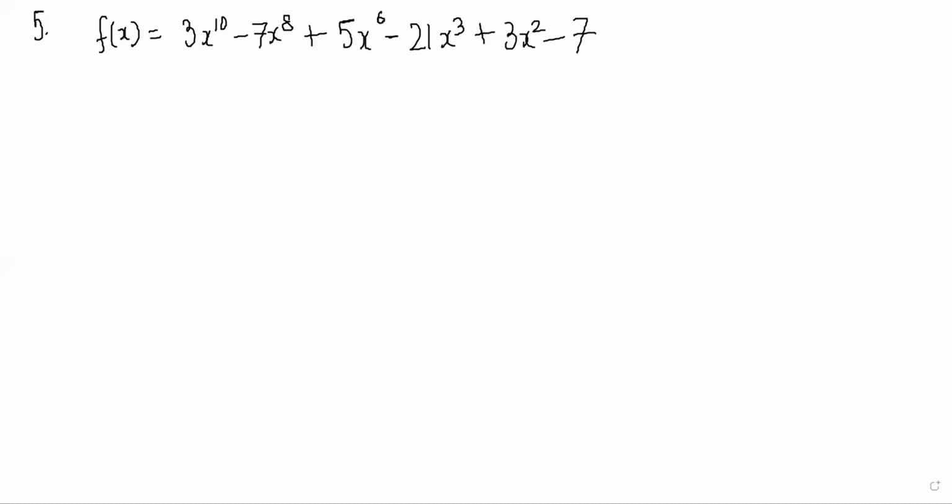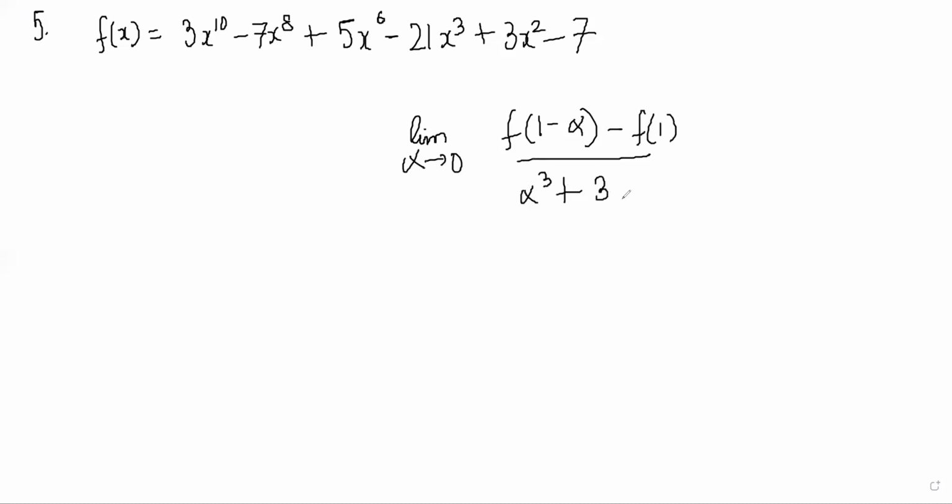You have to find limit alpha tends to 0 of f of 1 minus alpha minus f of 1 by alpha cube plus 3 alpha. I feel like x is equal to 1 should be a root of this. Let's check once. 3 minus 7 is minus 4, plus 5, plus 1, minus 21. Minus 20, no, it doesn't work.